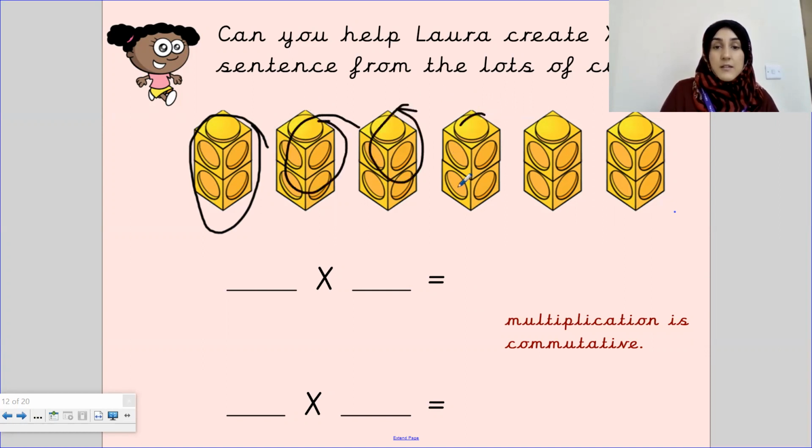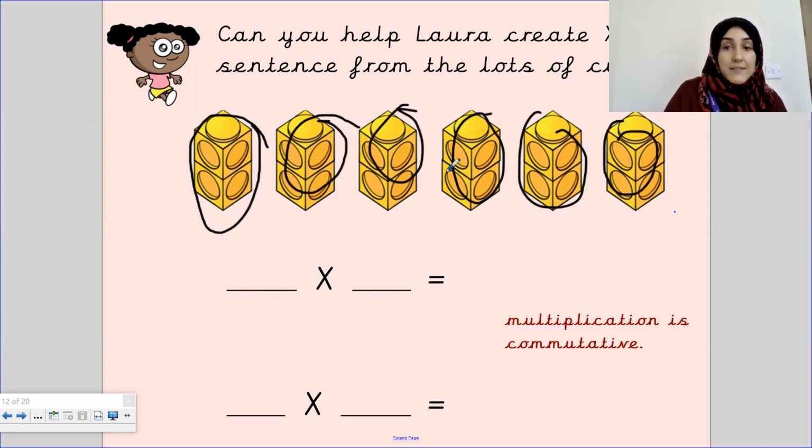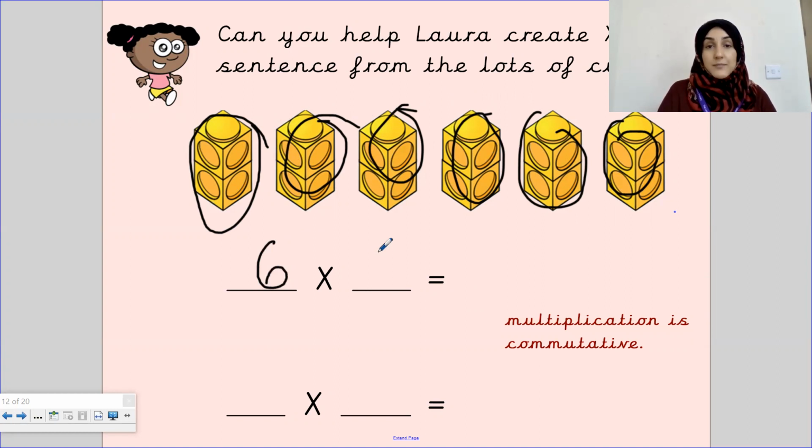2, 3, 4, 5, 6. So we have 6 lots of how many cubes are in each lot? Show me your fingers. Well done. 6 multiplied by 2. What is the answer altogether? Let's hold up 6 fingers and let's count in our 2s. 2, 4, 6, 8, 10, 12. Fantastic. 2 multiplied by 6 equals 12.